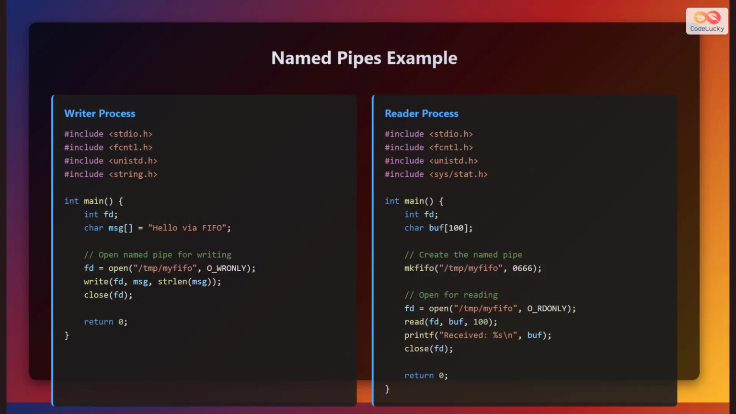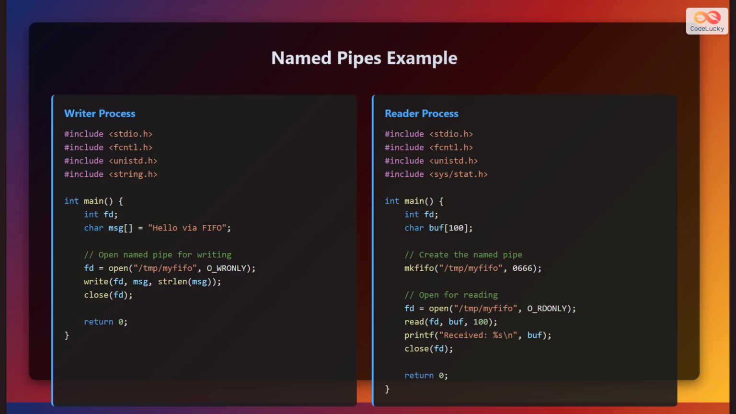Here is an example demonstrating the use of named pipes for inter-process communication. The writer process code begins by including standard header files for input-output, file control, unistd, and string operations. It declares an integer variable fd for the file descriptor and a character array message containing the message, "hello via FIFO". The process opens the named pipe located at /tmp/myfifo for writing only, using the open function. It then writes the message to the file descriptor using the write function, specifying the message and its length. Finally, it closes the file descriptor using the close function to complete the writing process.